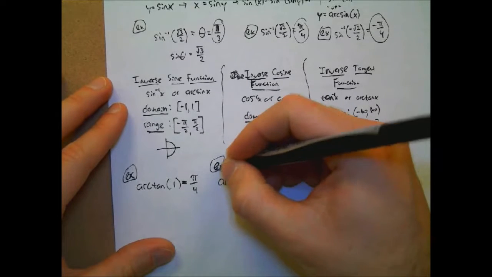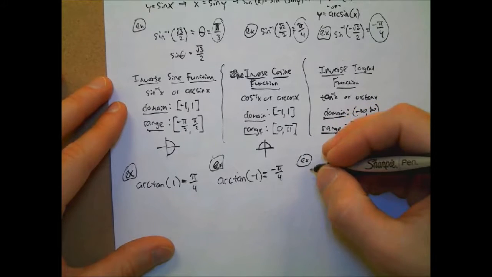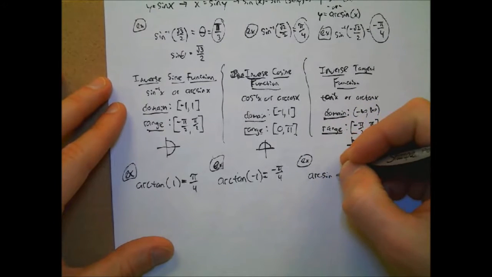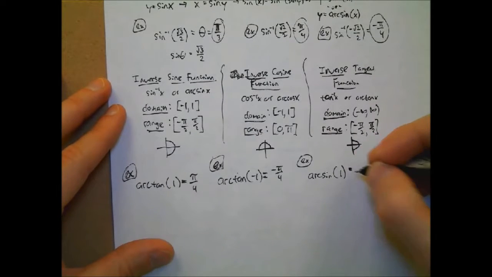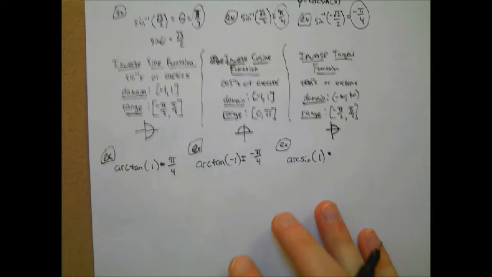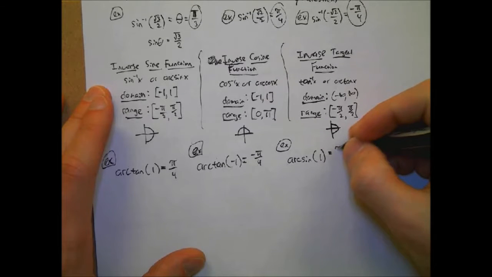Let's try another one here. How about arcsine of 1. Now this one's a little bit different. Arcsine of 1. So sine of what angle gives us a positive 1? You can't use your special right triangles for this one, but it's on the unit circle. So sine of what angle gives us 1? Pi over 2. There you go. Good job. That's right.